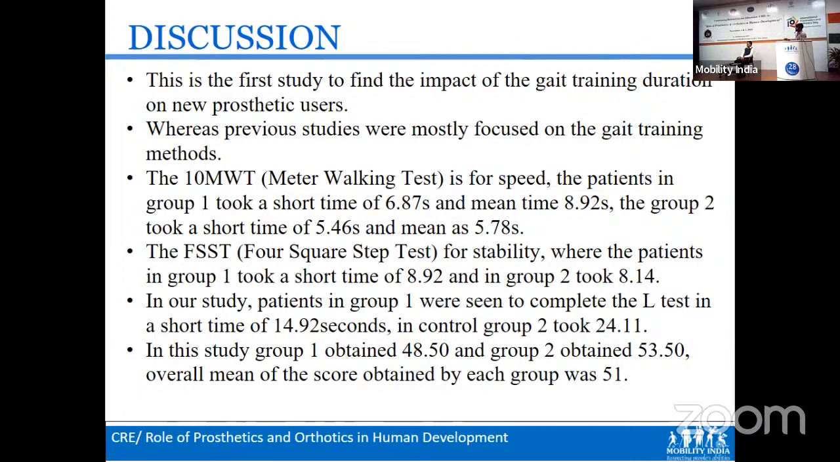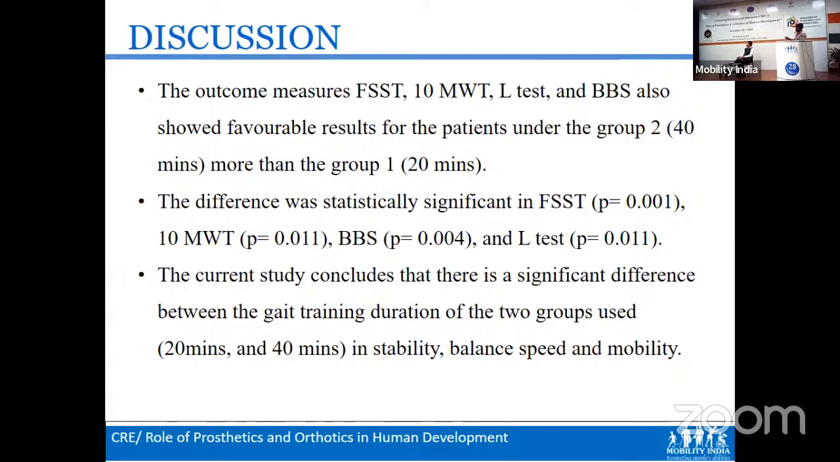In this group, group 1 obtained 48.50 and group 2 obtained the overall mean of the BBS. The outcome measures of FSST, 10-meter walking test, L test, and BBS also show favorable results for the patients in group 2 compared to group 1. The difference was statistically significant in each domain: mobility, stability, balance, and speed. The current study concludes that there is a significant difference between the gait training durations of the two groups in stability, balance, speed, and mobility.